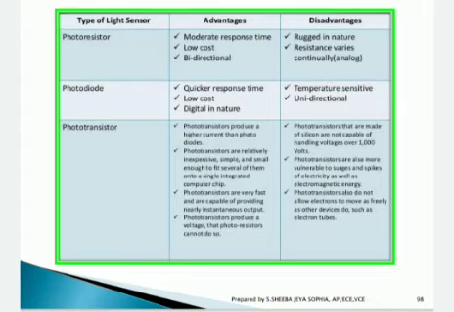Of course, the phototransistor also has some disadvantages, like they are made of silicon and are not capable of handling voltages over 1000 volts. These phototransistors are also more vulnerable to surges and spikes of electricity as well as electromagnetic energy. Phototransistors also do not allow electrons to move as freely as other devices do, such as electron tubes.